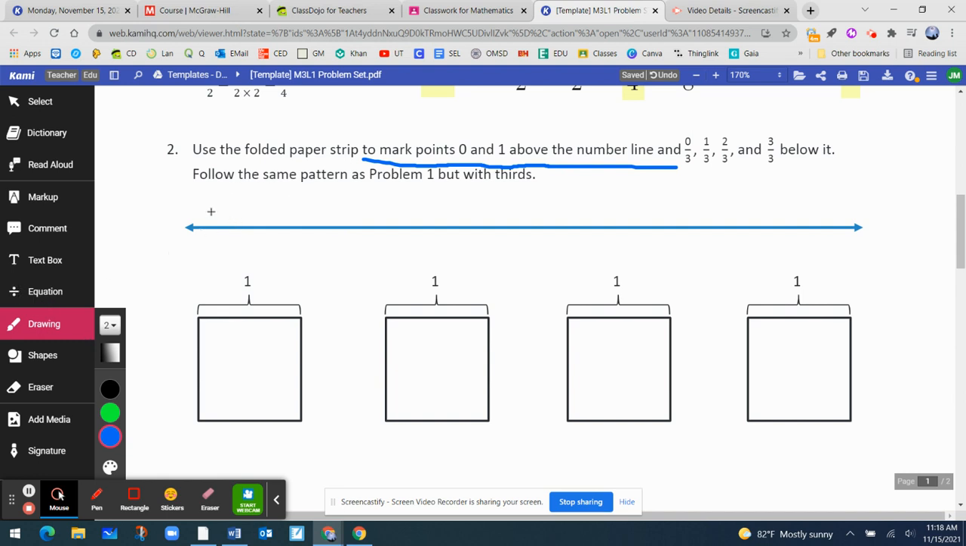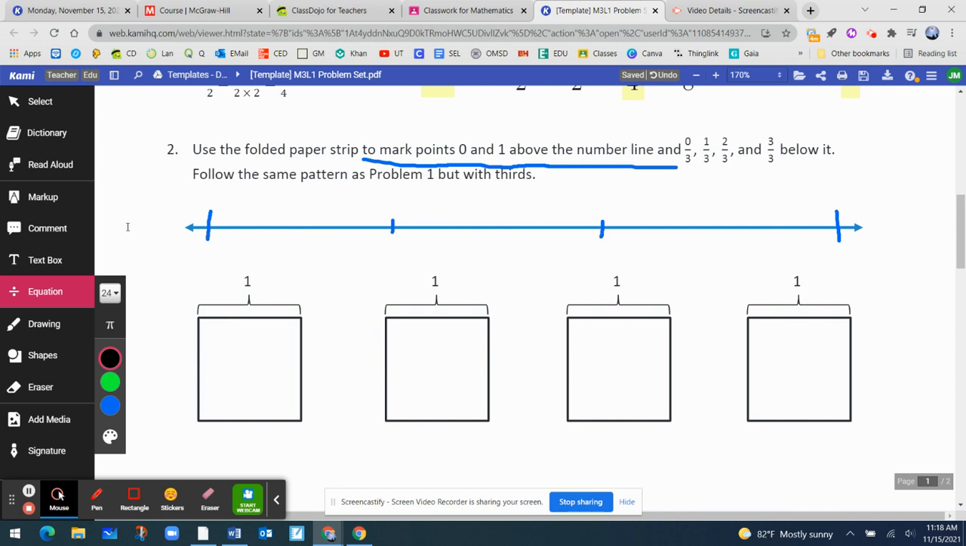This is what we're going to do. It's going to be 0 to 1, and they want us to do a fraction in between. So that's going to be divided into 3 parts. Let's do that one right now. This is 1 third, 2 thirds. Okay, so let's label it.